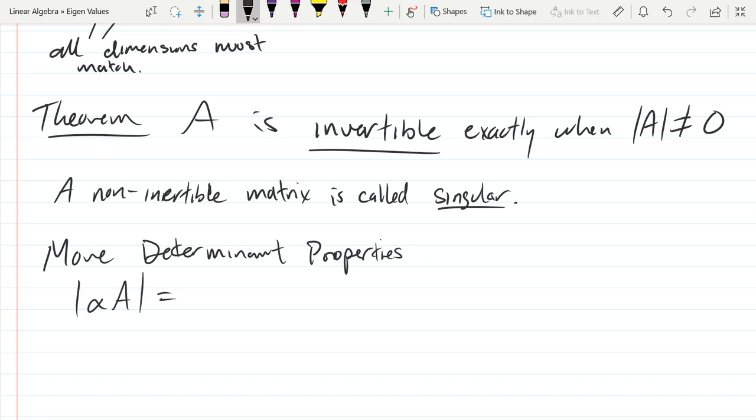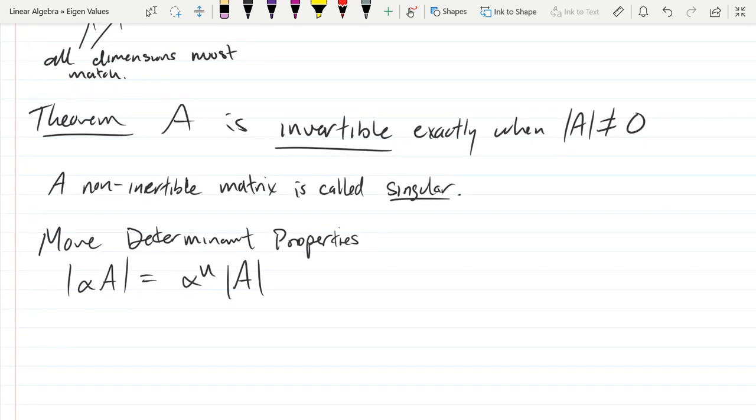So scalar multiplication. You don't get to just bring the scalar outside, you have to bring it outside raised to the nth power. Why is that? Because when you multiply a scalar by a matrix, every row gets multiplied by alpha. There are n rows, so there'll be n rows multiplied by alpha. So that's why it's alpha to the n.